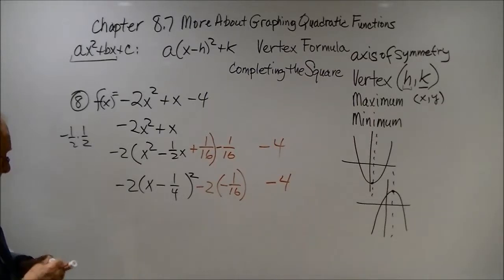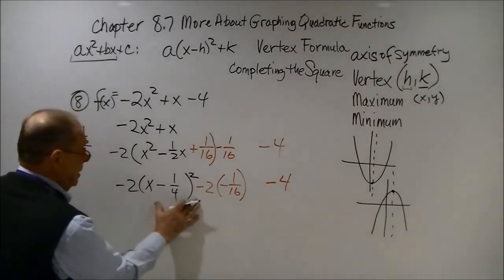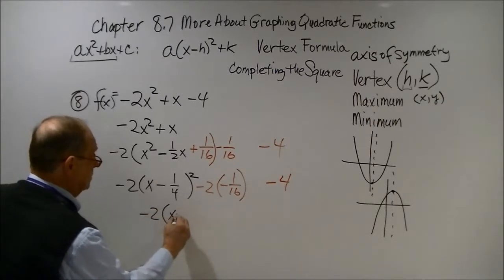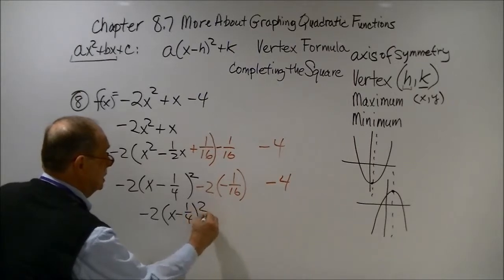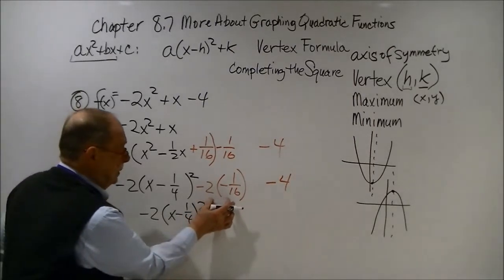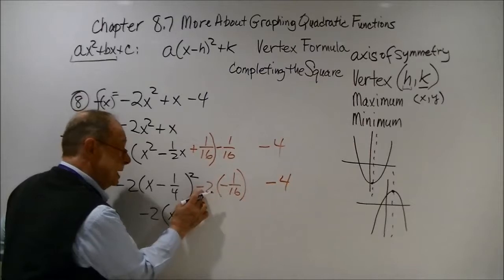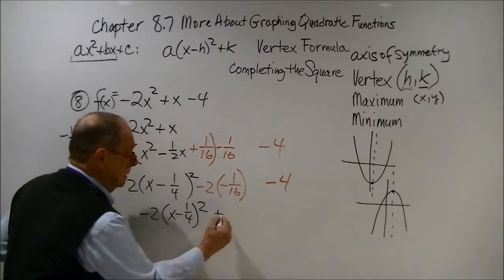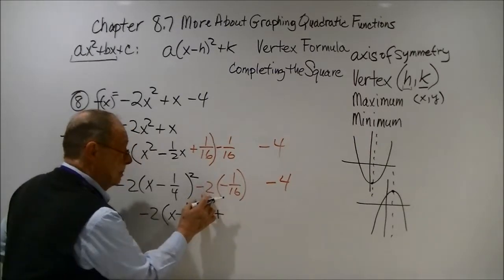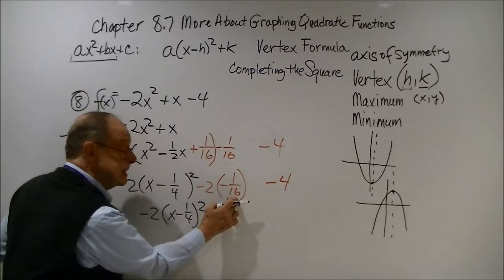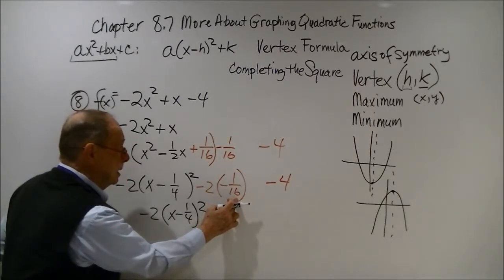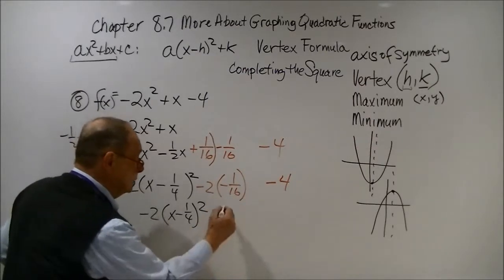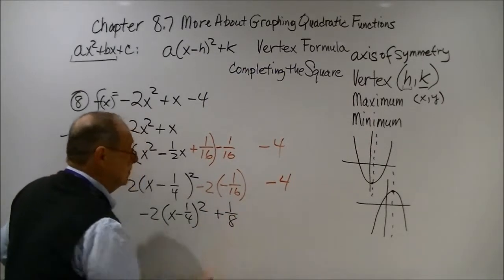Okay, so what's the next stage? Well, this part stays the same: negative 2, x minus 1/4 the quantity squared. Now, this is going to be a negative times a negative, so this is going to become a positive 2/16, and a positive 2/16 can simplify to 1/8.